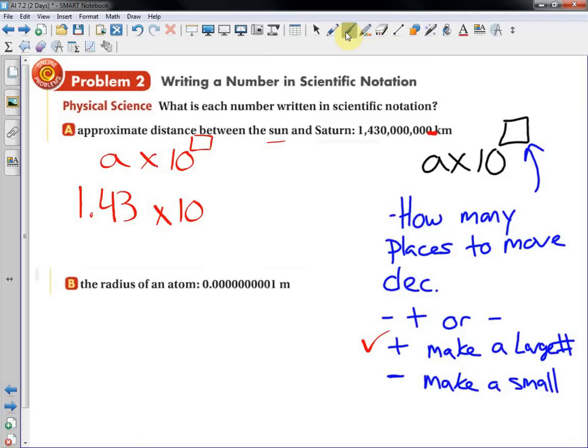We have now moved it. When we moved it here to the a value, we moved it to right there. What I want to count is how many places to move the decimal. Right? So I went 1, 2, 3, 4, 5, 6, 7, 8, 9. And this is a large number, so we know we're using a positive number.